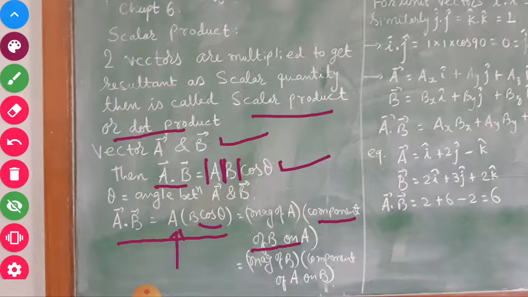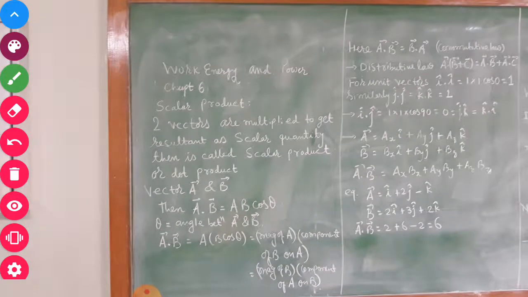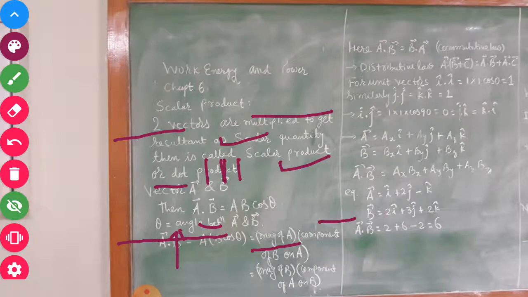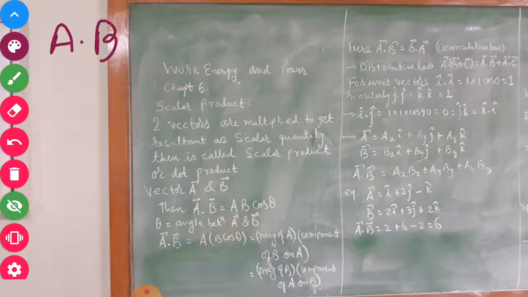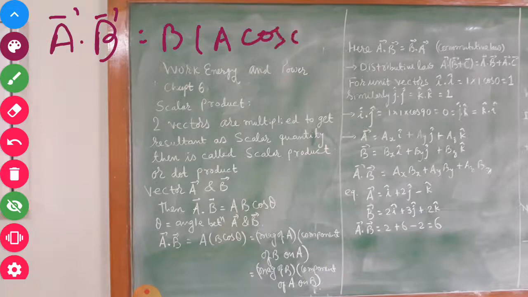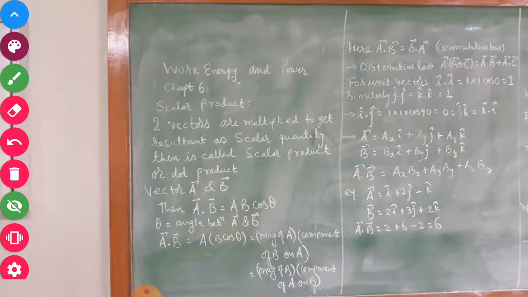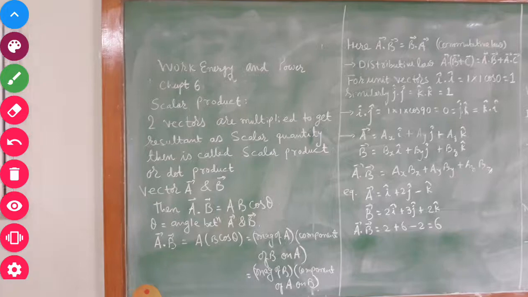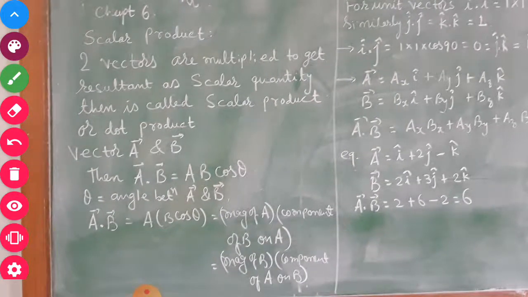Or you can rearrange it in another way. You can write this A dot B as B into A cos theta. So what will happen? The magnitude of B multiplied by the component of vector A on B. So there are two ways to define it, and it is one and the same. The value which we are getting is one and the same, so you can define it either way.